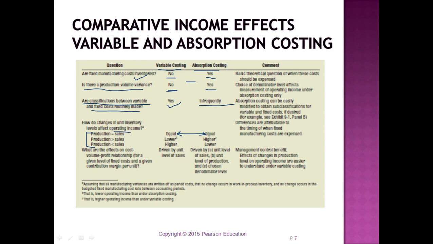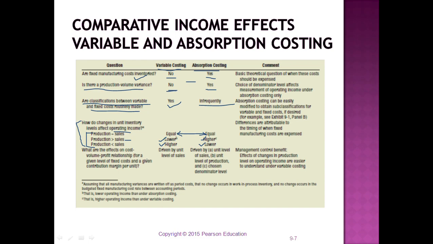While in a situation where the production exceeds sales, in other words where you have a higher level of inventory, then you will see that the variable costing usually provides a lower operating income as compared to the absorption costing. The opposite is true when the production is less than sales, meaning that when you have a lesser inventory, you will see that variable costing provides a higher operating income while the absorption costing provides a lower operating income. So this can be an important item for your study, specifically for the assessments.